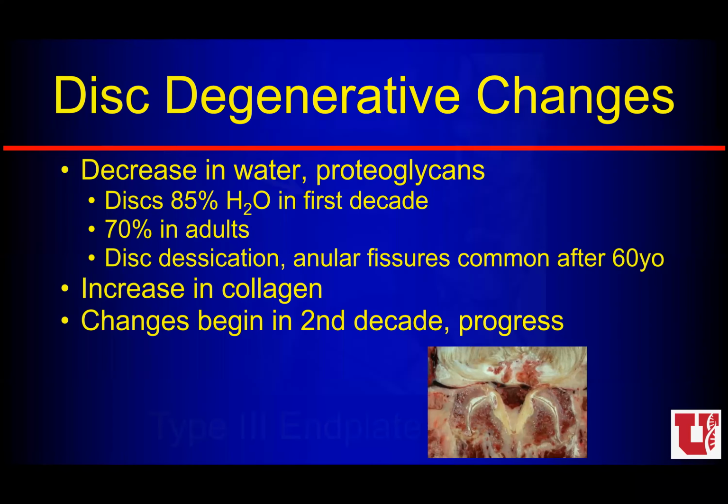So the disc itself, we like to think about how watery it is. Those are about 85% watery in the first decade. But we see a decrease in that, somewhere around 70% of adults with desiccation and these annular fissures that we think about as being common after 60 years of age. So over time, decrease in water, increase in collagen, and that begins somewhere around the second decade and then is progressive.